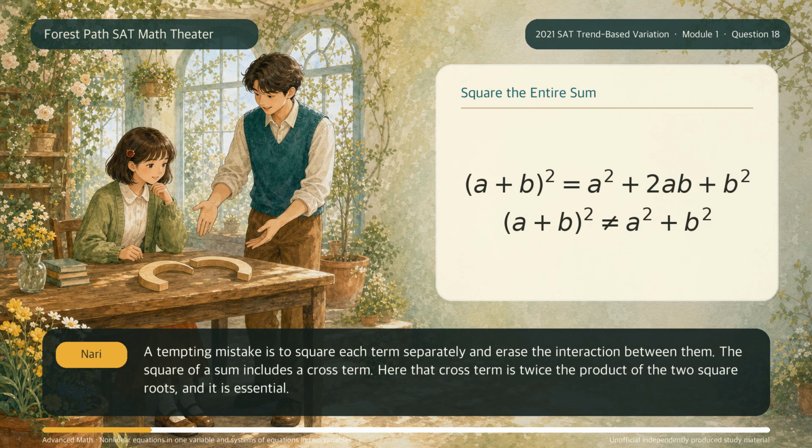A tempting mistake is to square each term separately and erase the interaction between them. The square of a sum includes a cross term. Here that cross term is twice the product of the two square roots, and it is essential.